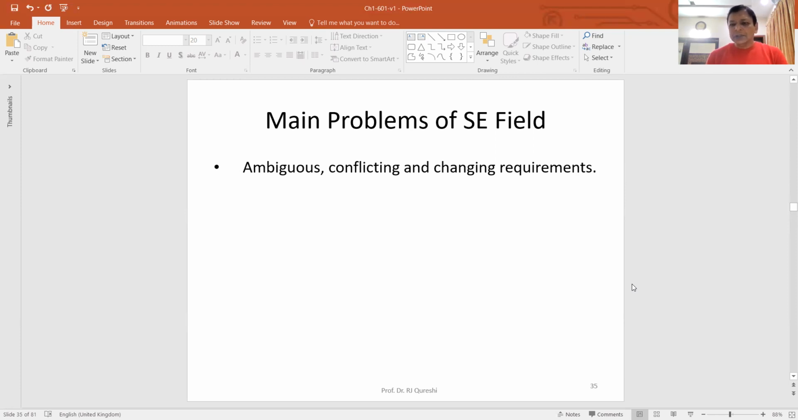Changing requirements: the customer always changes his requirements. So you have to arrange face-to-face meetings, you have to collaborate, coordinate, and communicate very strongly. You have to face this situation, and it's a common problem.